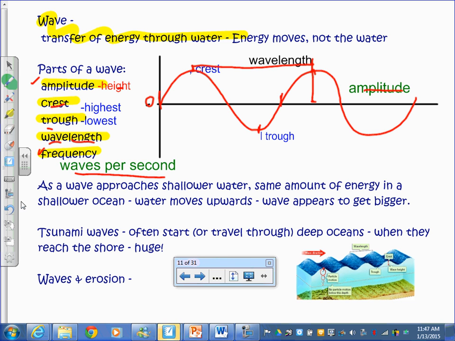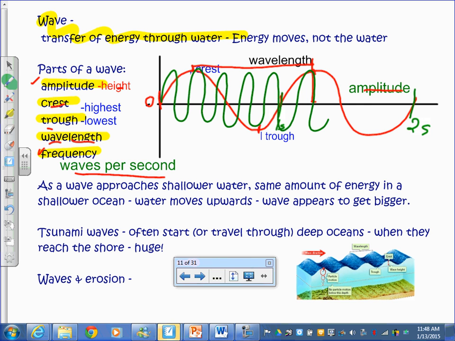And then finally, frequency is the number of waves per second. So this is a little trickier to see here. If we go like this and we said 1 second, 2 seconds, then the frequency of this wave is 1 wave per second. What would a wave with a higher frequency look like? A higher frequency would look like this. More waves per second. Does it affect the wavelength? Yes. The frequency affects the wavelength.